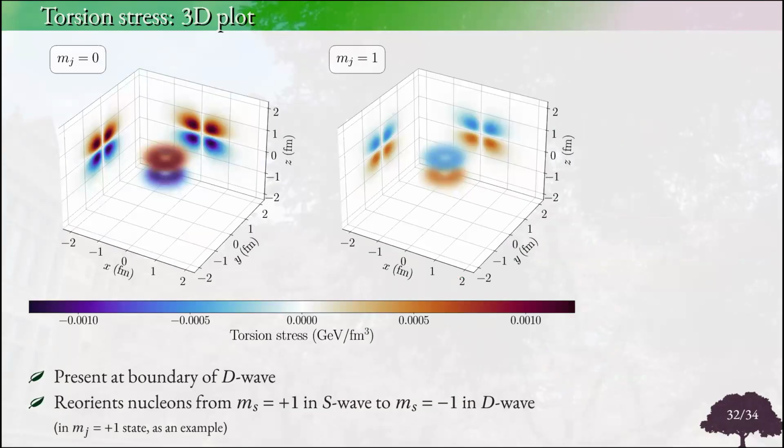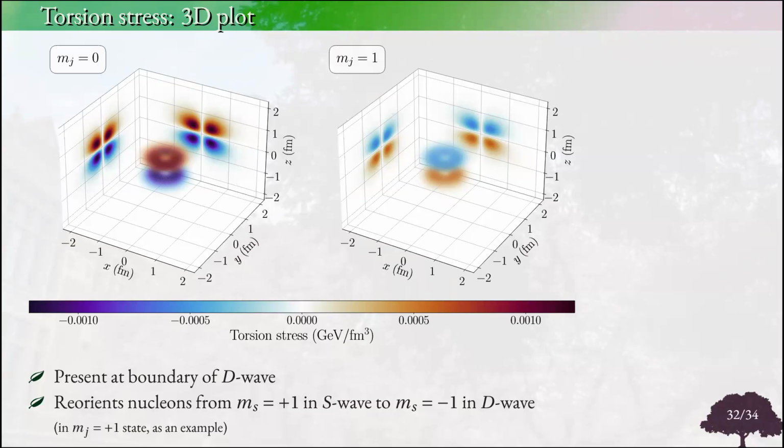As evidence for it, we can map out the torsion stress, and in the MJ equals 0 and MJ equals 1 states, they look like this. It's kind of peculiar looking. It looks like two different donuts above each other. But where this stuff is concentrated is precisely at the boundary of the D wave, or at the point where the SD wave interference goes from positive to negative.